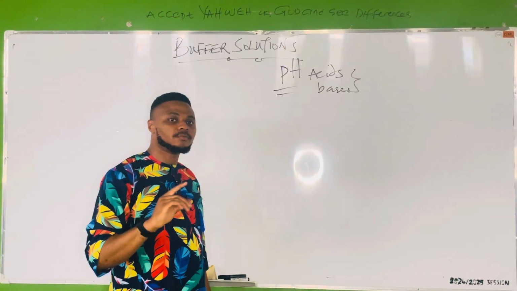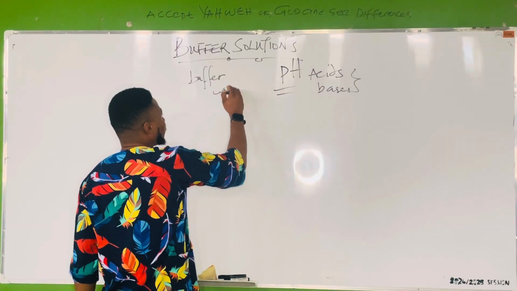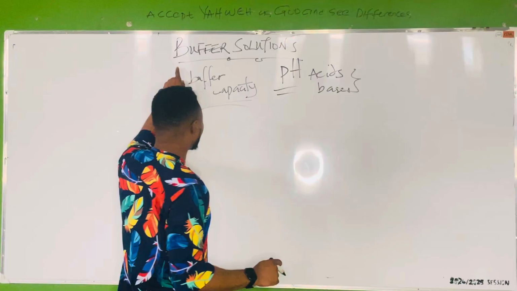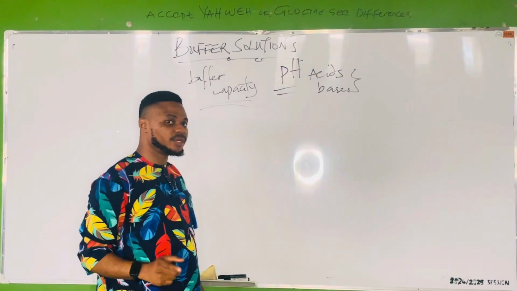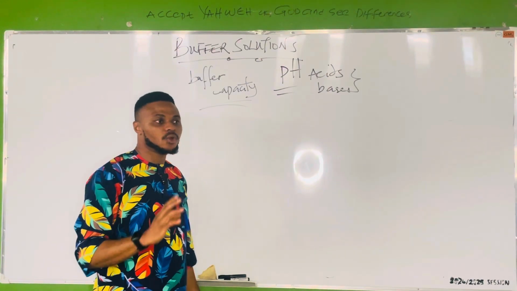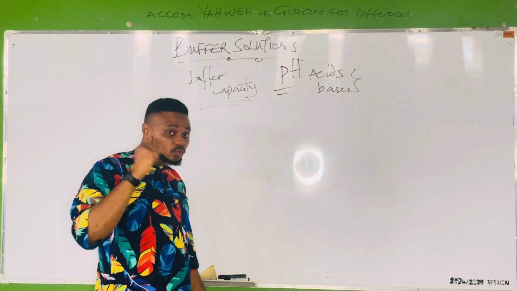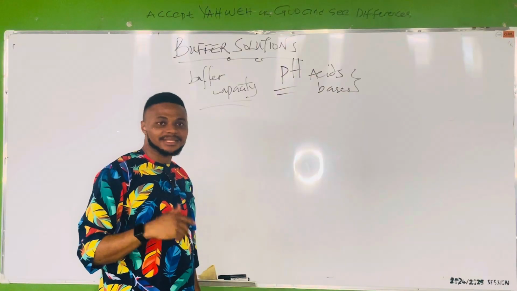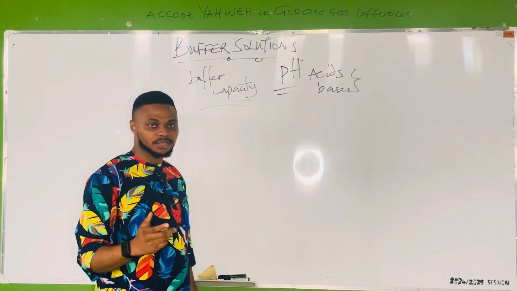There is what we call buffer capacity. Buffer capacity can be defined as the extent to which a buffer solution does not resist changes in pH whenever acids and bases are added. So it's more like the extent to which you would add acids and bases that it will no longer resist, or the amount of acids and bases that you would add that will no longer enable the buffer solution to resist changes in pH. All right.